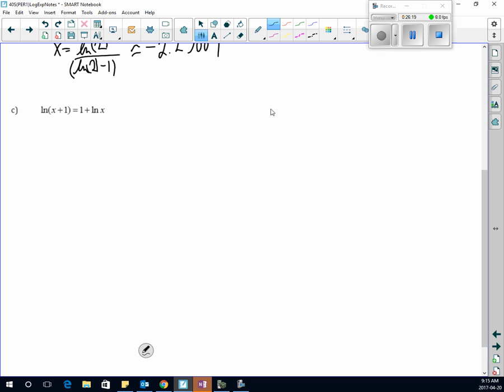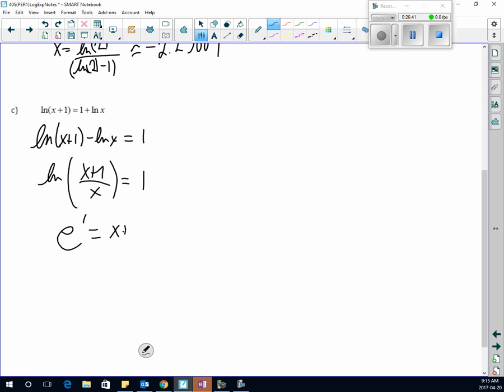Okay, so what's the process for solving for a log? You need to get all the logs to one side. So ln of x plus 1 minus ln x equals 1. Then you got to write it as a single log. So ln of x plus 1 divided by x equals 1. Then you change it into exponential. What's the base of this ln? E. E to the power 1 equals x plus 1 divided by x. Cross multiply the x over. You get ex equals x plus 1.